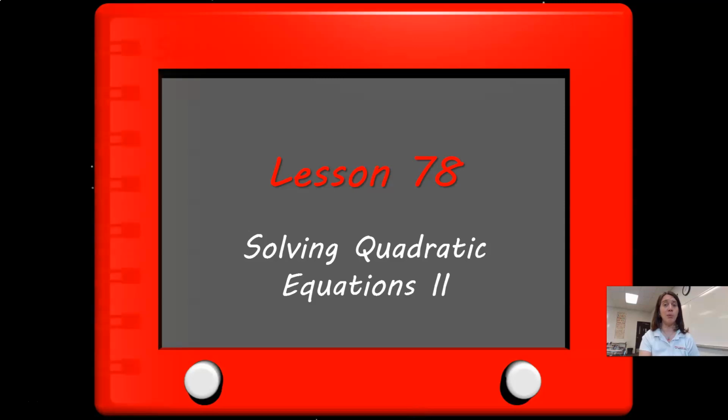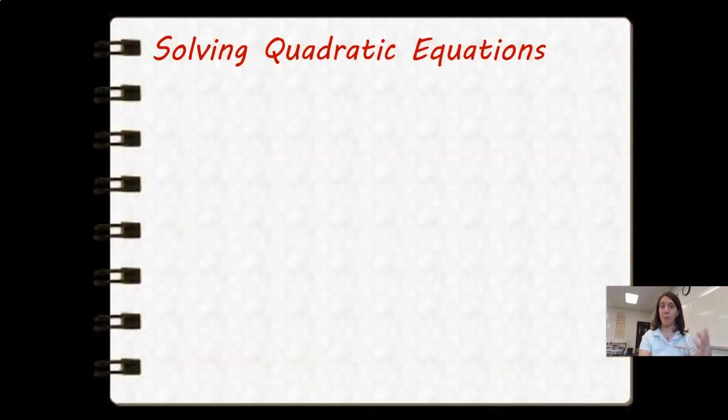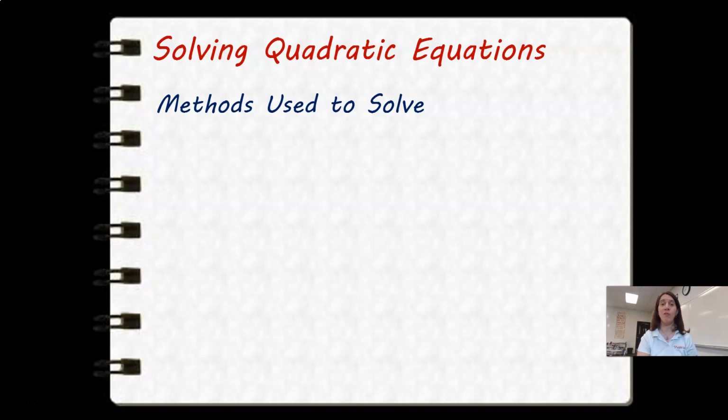Let's go ahead and review some things we've talked about before just to get our minds thinking here on this Monday morning. Some of the methods that we've used before to solve a quadratic equation. Well, first of all, what does that mean that you have a quadratic equation? That's something that you have an x squared. Well, when you had an x squared, there's three main methods that we used to solve those quadratic equations.